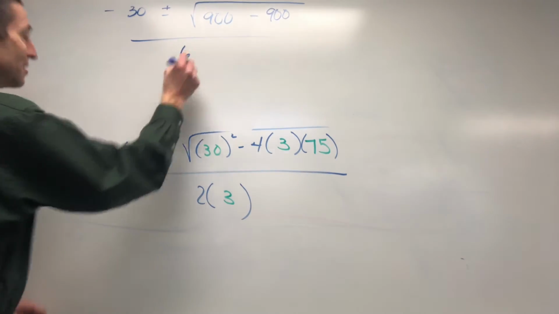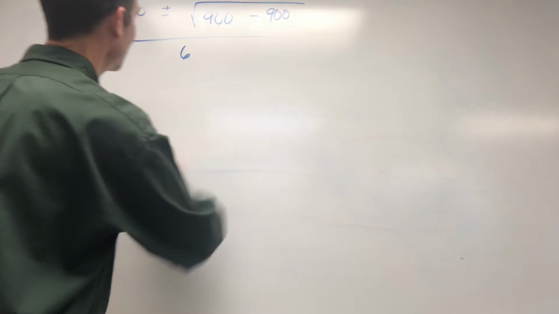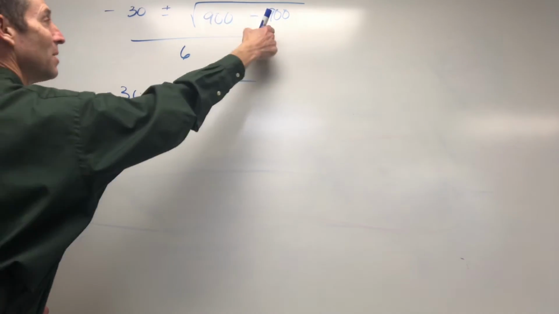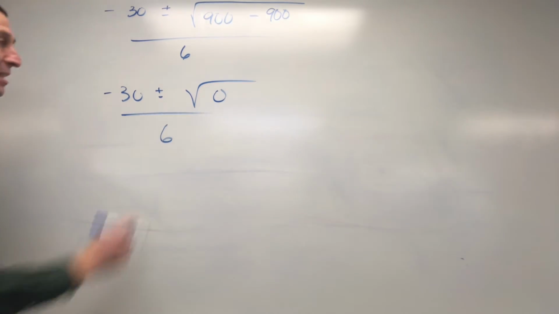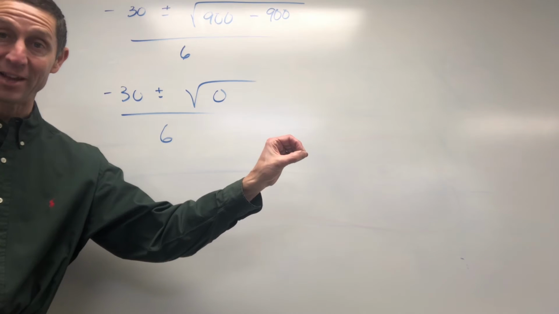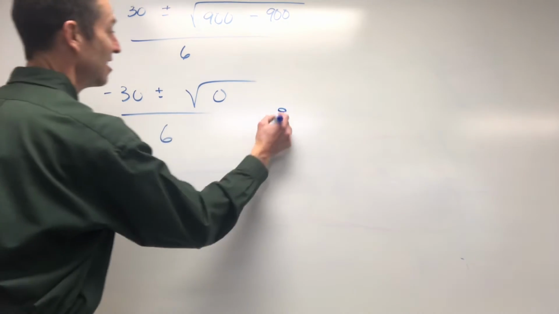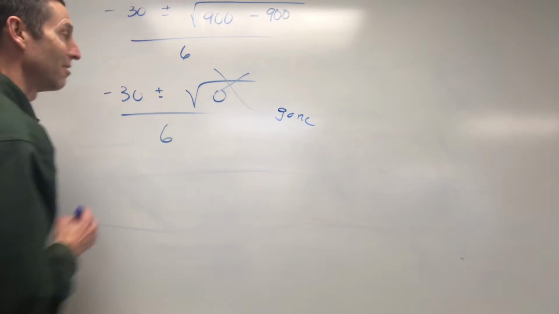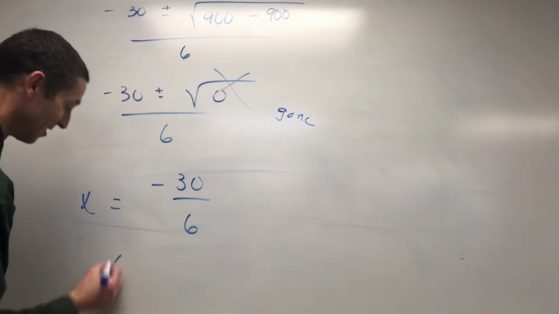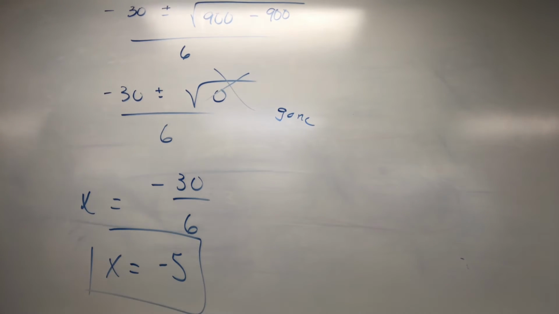2 times 3 is 6. All right, here's why you're liking this. You're realizing it right now. 900 minus 900, that's just 0. You're like, oh, square root of 0, wha-ching, that's 0, that's gone. So yeah, this, you could just say is gone, and now you have negative 30 over 6. And there we have it, x equals negative 5.